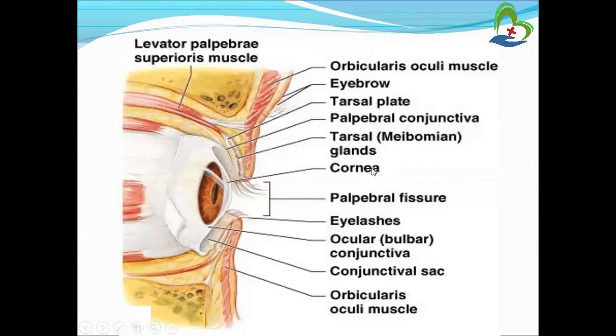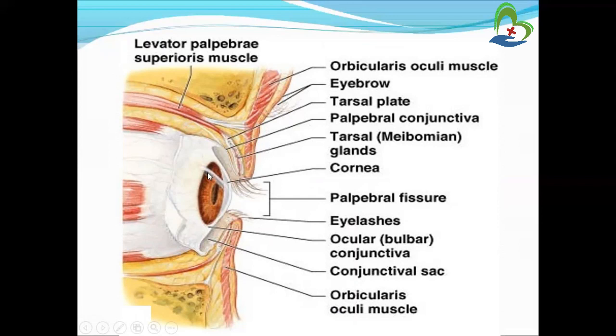As we learned about the levator palpebrae superioris muscle, see in this figure, this is the levator muscle. This is the orbicularis oculi muscle. This is our eyebrow. This is the tarsal plate of the eye. This portion is known as the palpebral conjunctiva. Then this is the tarsal gland. Some glands are also situated here.